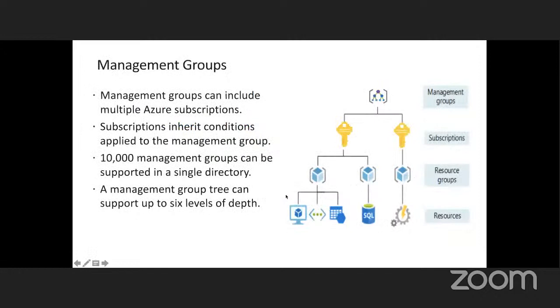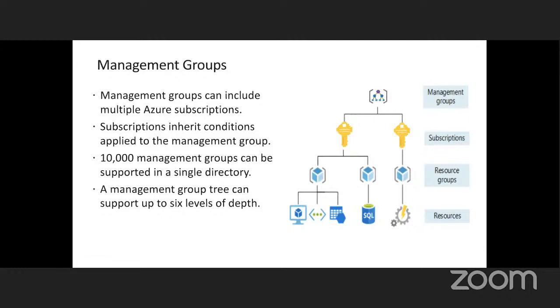Management groups. This is a way to organize your account. I don't know if you guys remember organizations in AWS. Organizations is when you organize your accounts under a root account. This is the same thing. It's very similar. Under your account, you have a management group, and then under a group, you can have several subscriptions, several resource groups, and inside the resource groups, you can have resources, right?